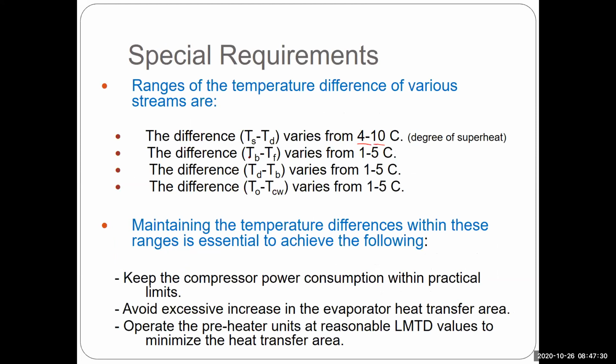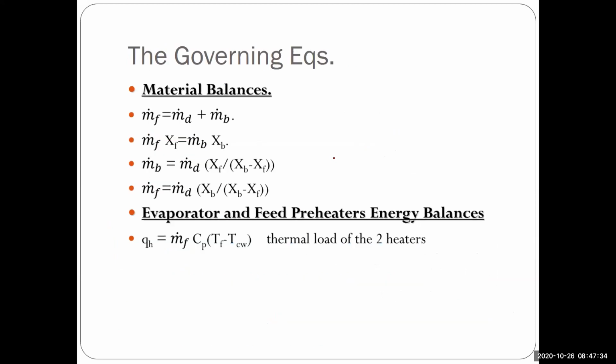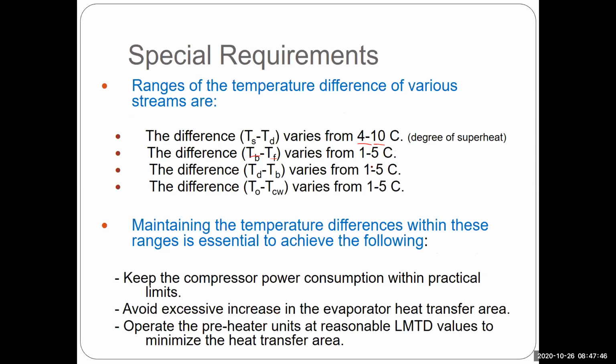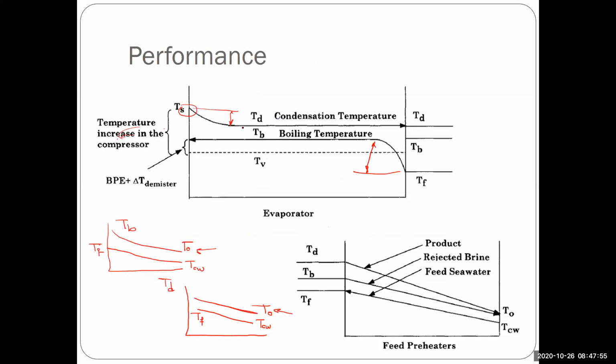The difference between TB and TF is somewhere between 1 and 5 degrees centigrade, which is basically this temperature difference from TF to TB. Sorry, it should have been vertical. The temperature difference between TD and TB is again somewhere between 1 and 5 degrees centigrade, which is this temperature difference here.